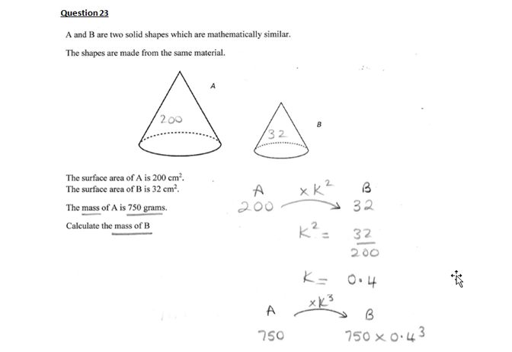So question 23. We have two similar shapes. Now the surface area of A is 200, the surface area of B is 32. So the area ratio is 200 to 32. The mass of A is 750. Calculate the mass of B.